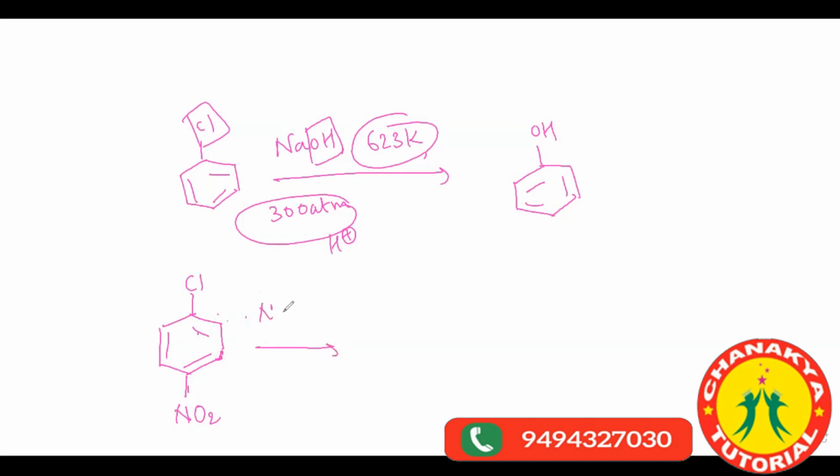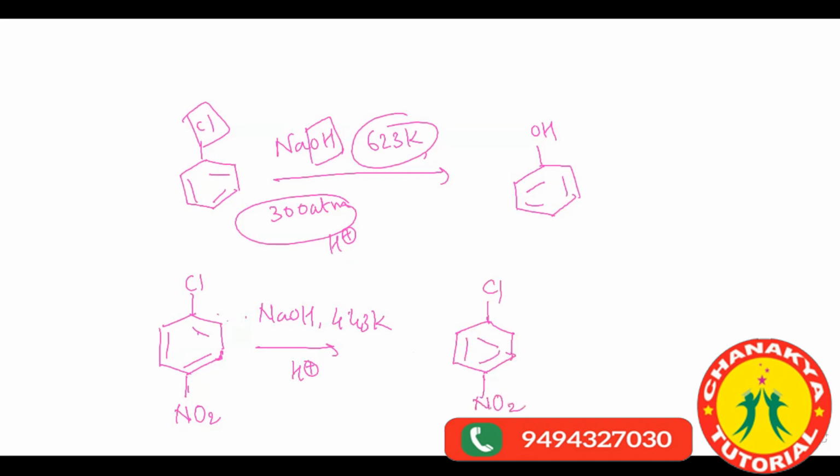Here also again NaOH you have to use as a nucleophile, OH minus. So NaOH needs to be introduced. Your temperature would be reduced over here. It becomes 443 Kelvin. And H plus you have to add at last to satisfy your carbocation. Later, you will get this: Cl as it is, and here it will be NO2.